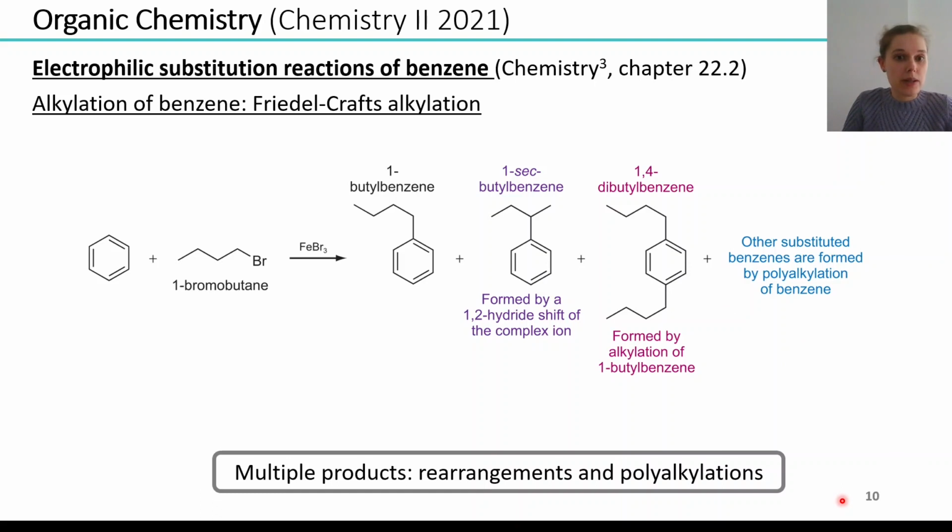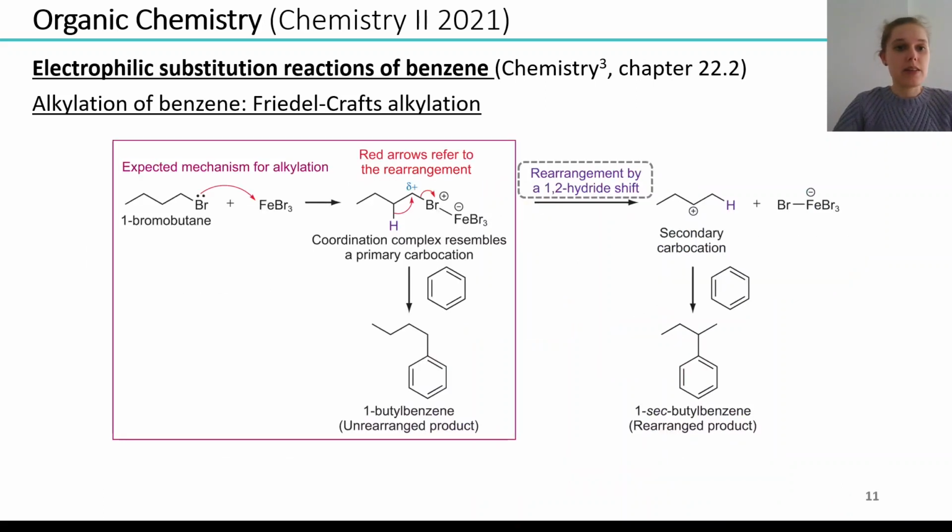And there are two reasons for these multiple products in Friedel-Crafts alkylations. First, rearrangements can take place, and second, polyalkylations take place. Let's start with the possible rearrangements.